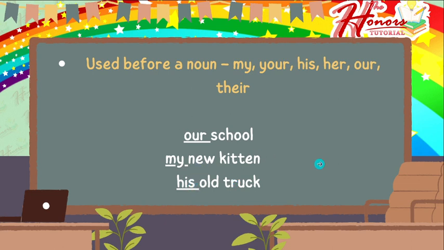Do you understand? Alright, can you give me your own example of a sentence with a possessive pronoun that is used before a noun? Alright, very good. Good job.